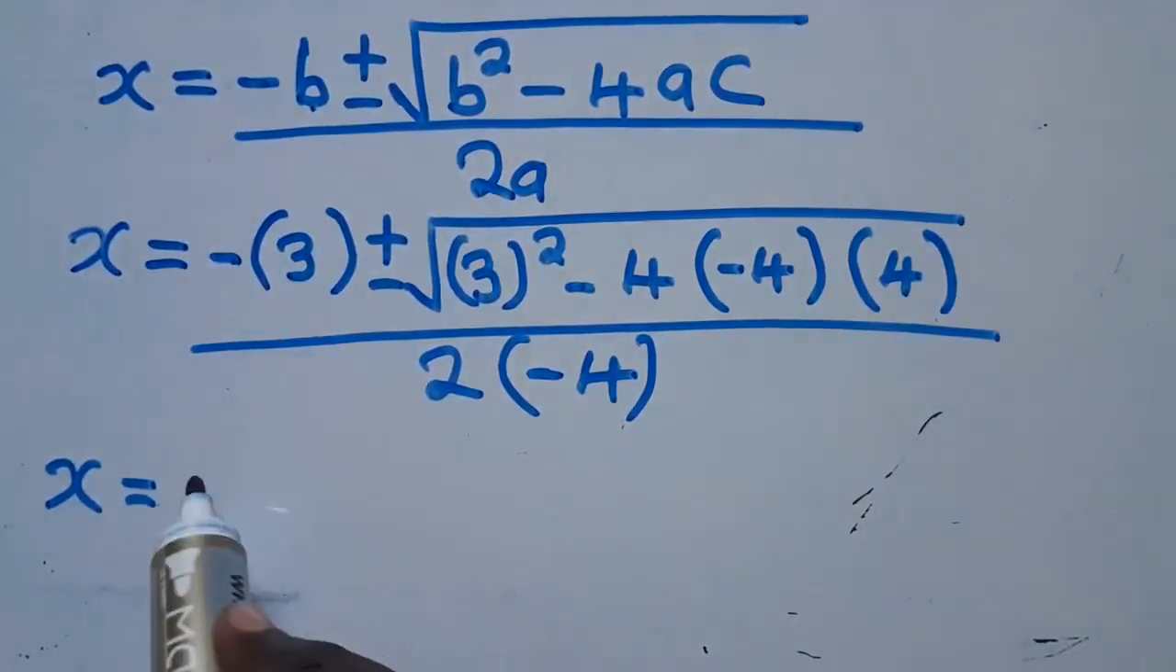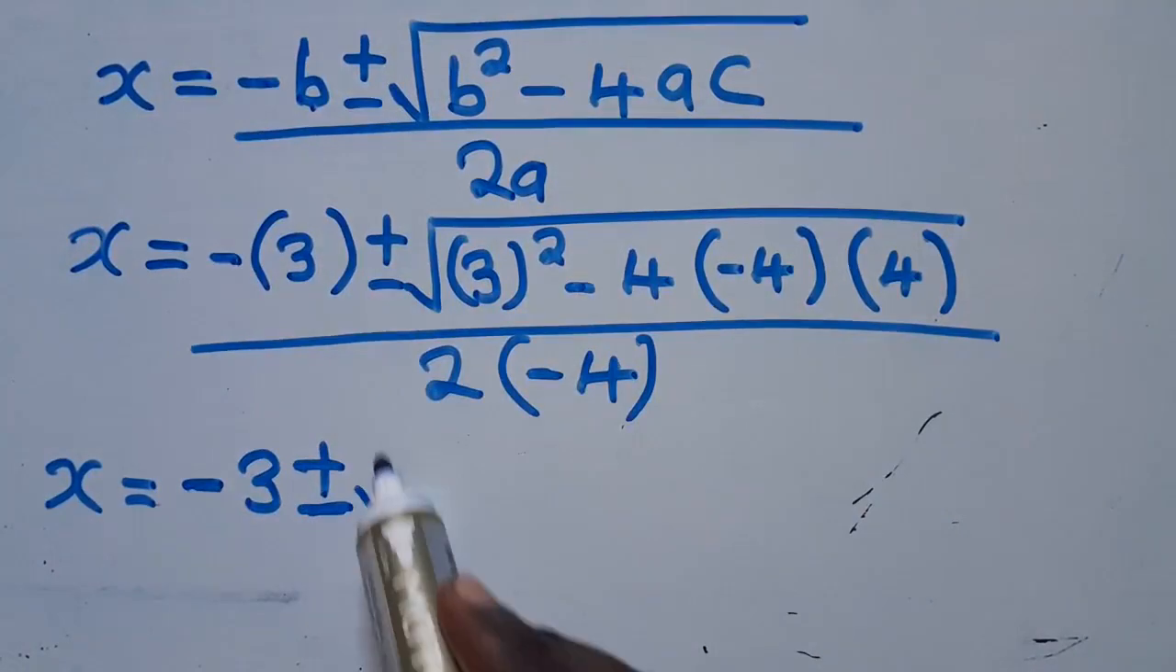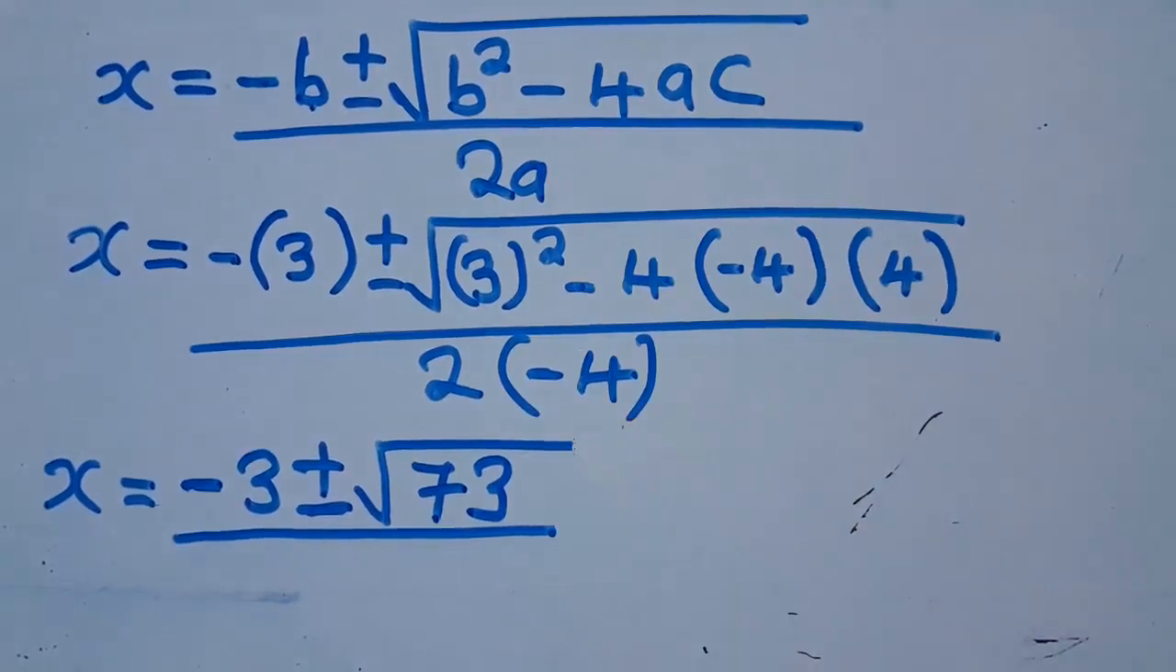Negative times a positive inside there is negative 3, plus or minus the square root. What is in the square root? Let's find everything in the square. You say open bracket 3 squared minus 4 open bracket negative 4 open bracket 4. What answer are you getting? We are getting 73. So 73 over negative 8. This is what I need to do.